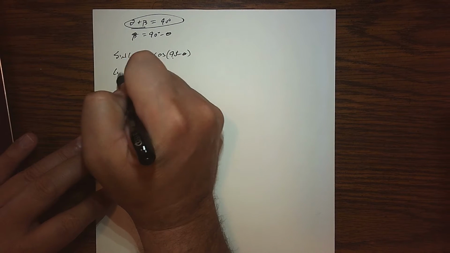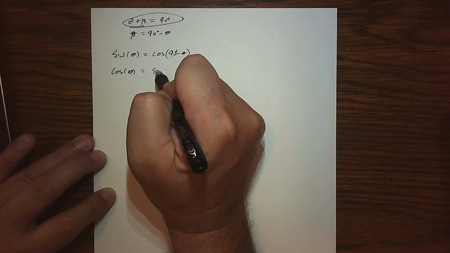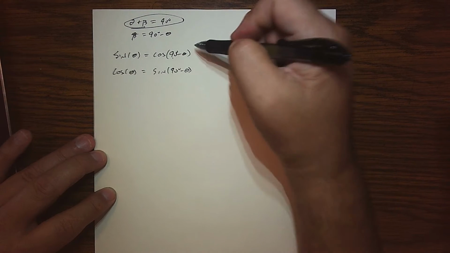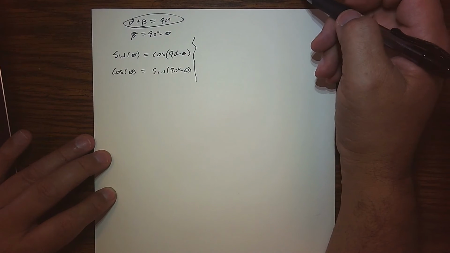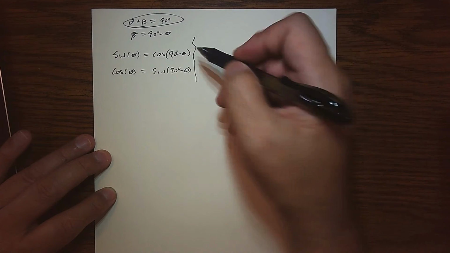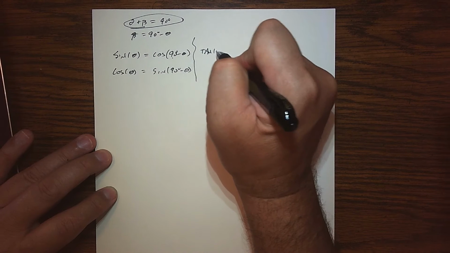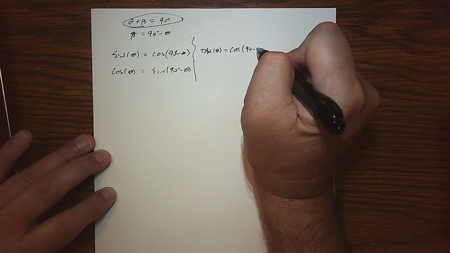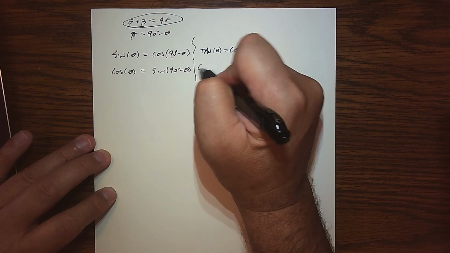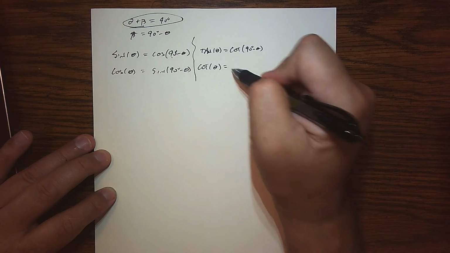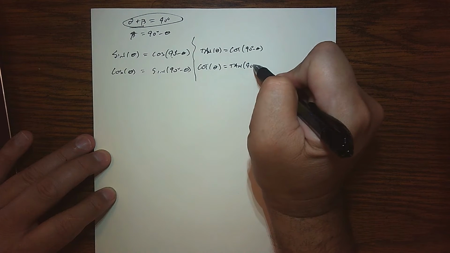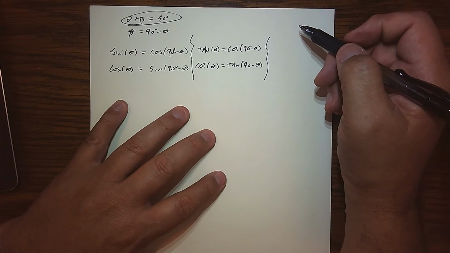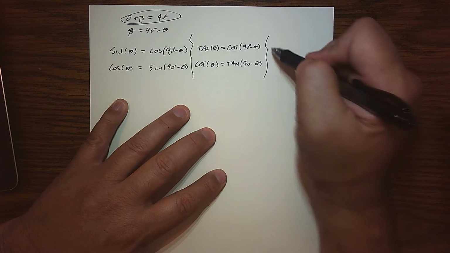We also know that the cosine of theta is the sine of 90 minus theta. All right, so that was one set of cofunction identities. The other set was tangent and cotangent. The tangent of theta was the cotangent of 90 minus theta, and the cotangent of theta was the tangent of 90 minus theta. And the next set of cofunction identities was secant and cosecant.